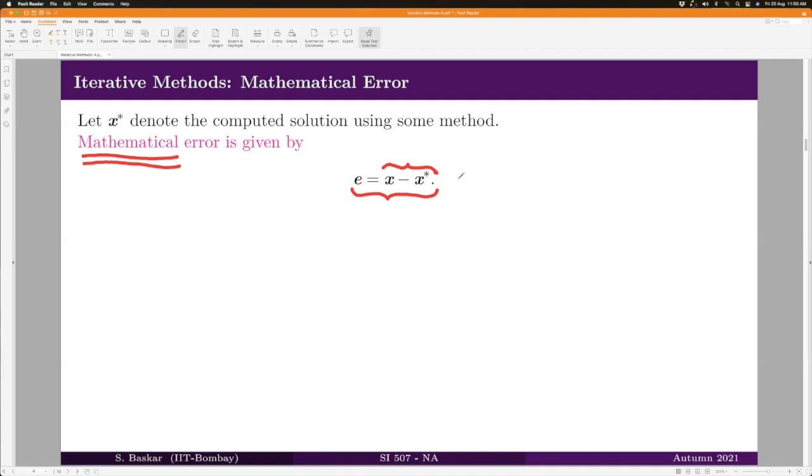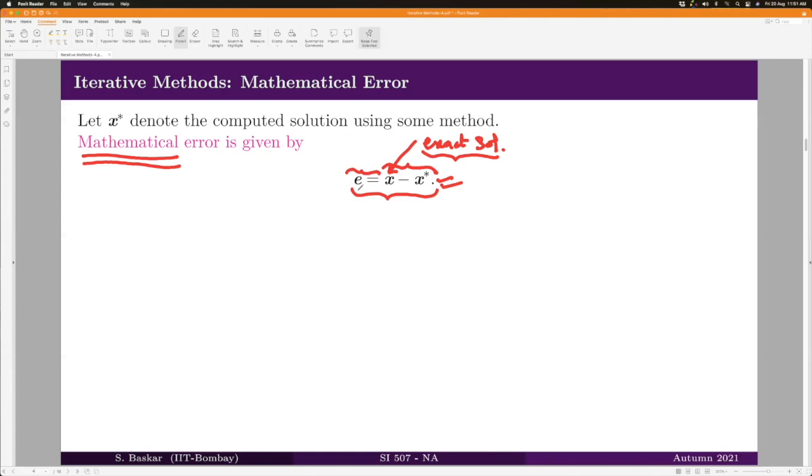Suppose I want to know the error involved in my computed solution, that is, the mathematical error. Then I need two things: one is the approximate solution that I computed from my method, and the other is the exact solution. But practically speaking, we will not have the exact solution in hand. We will only have the approximate solution, that is, the computed solution. Therefore, practically, the mathematical error is not possible to obtain.